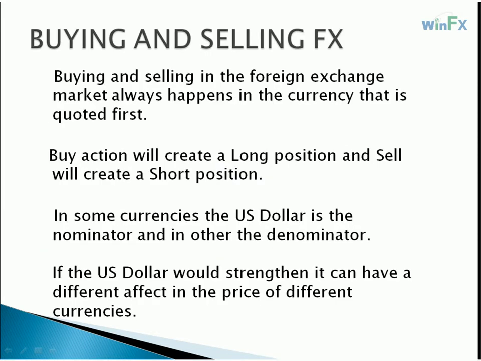And now we will discuss buying and selling in forex market. Buying and selling in foreign exchange market always happens in the currency that is quoted first. A currency price expresses the value of one currency relative to another currency. For example, buy USD JPY means buy the US dollar or sell the Japanese yen. Traders buy when they expect a currency's value to rise and sell when they expect a currency to fall. Buy action will create a long position and sell will create a short position.